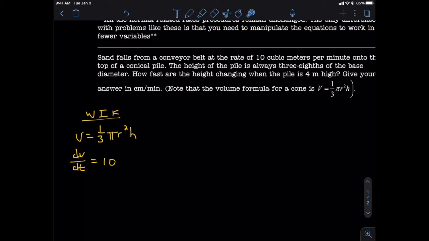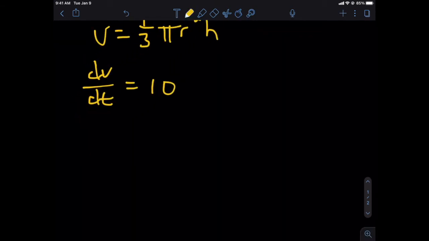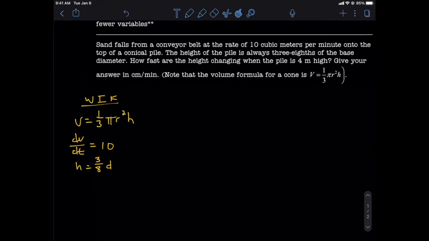The next thing the problem tells us is that the height of the pile is always 3/8 of the base diameter. It may not be clear to us how we're going to use this just yet, but trust me when I say related rates problems don't mince their words. Write this down. It's also important to note that the problem is interested in what's going on when the height is 4 meters high. So we're going to write down that h is equal to 4, and we're probably going to plug that number in later. So that's all the stuff that we know.